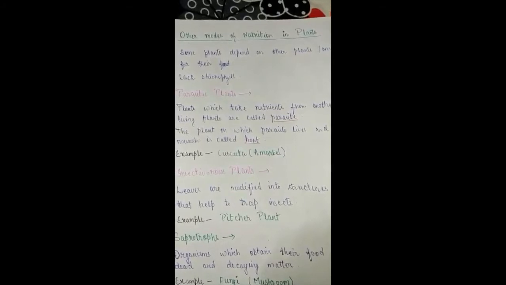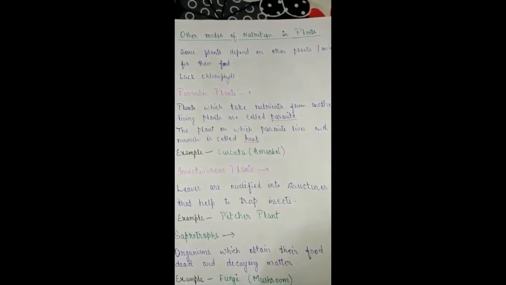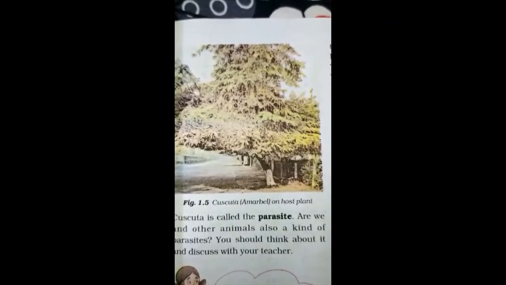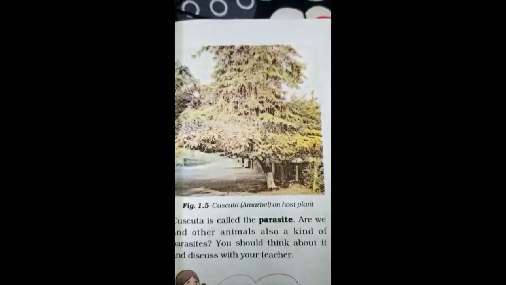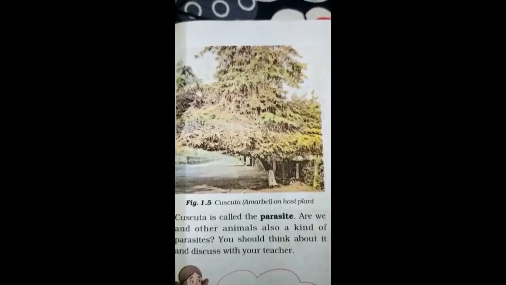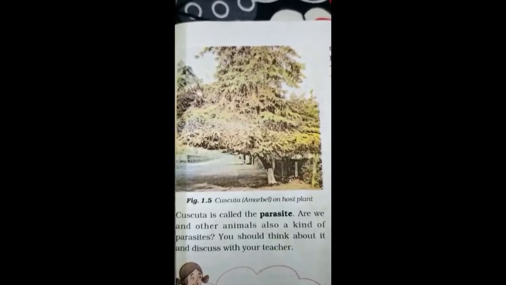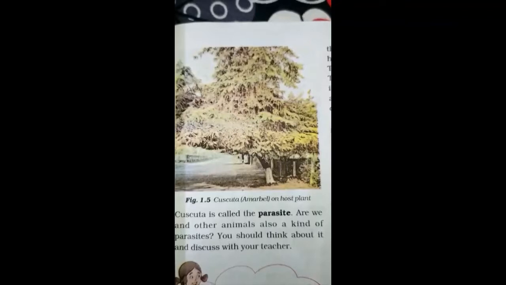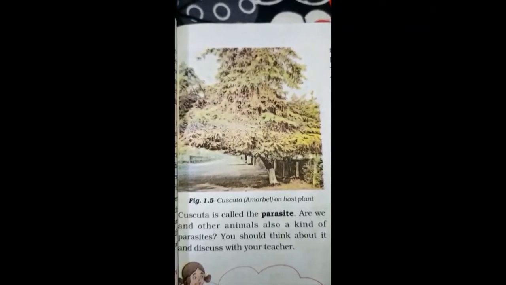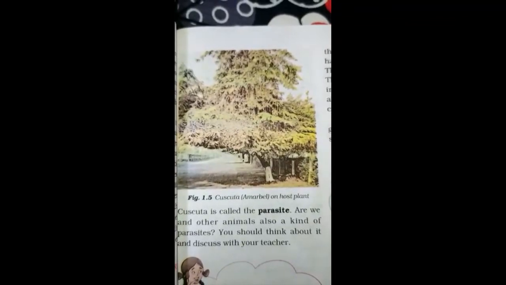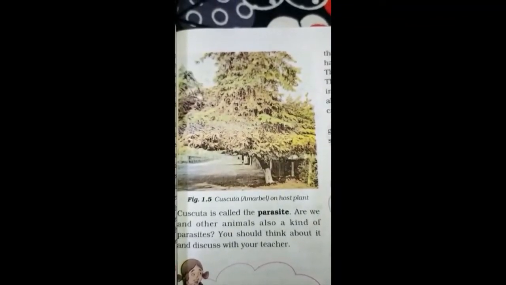The example of a parasite is Cuscuta amarbale. In this figure, there's a yellow wiry branched structure hanging around the stem or branch of a tree. This is Cuscuta. It does not have chlorophyll, so it cannot make its food. That's why it is completely dependent on the plant for its nutrition. The plant on which it climbs is called the host and Cuscuta is called the parasite.